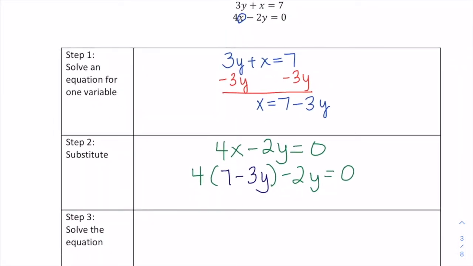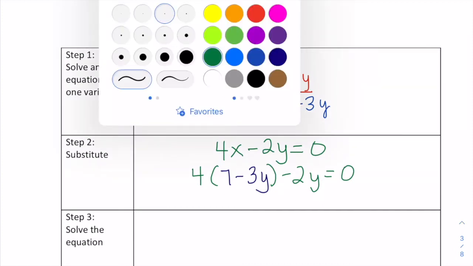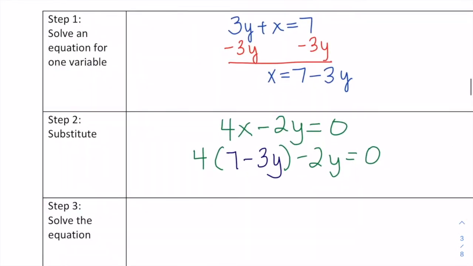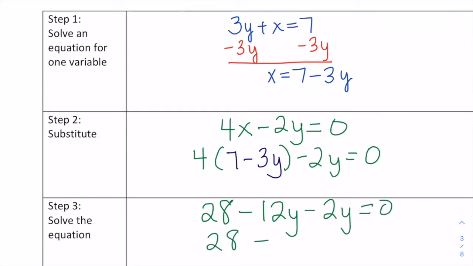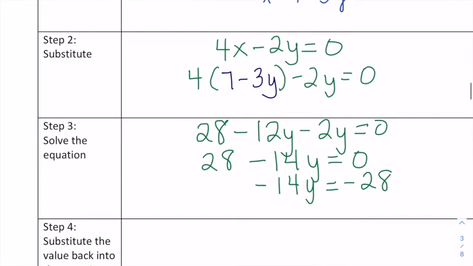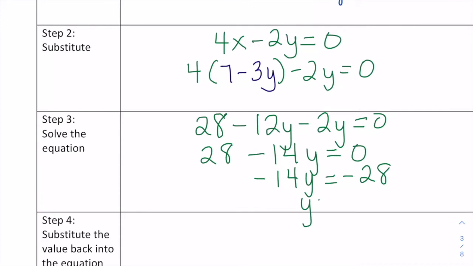The next step is to solve this equation for that variable. So we're going to have to distribute the 4. So 4 times 7 is 28. 4 times negative 3y is negative 12y. You can combine like terms. So this is minus 14y. We can subtract 28 from both sides, so that's negative 28. And then when we divide by negative 14, y equals negative 2.